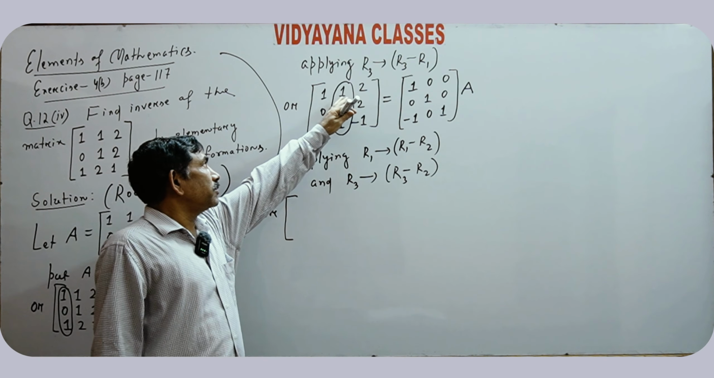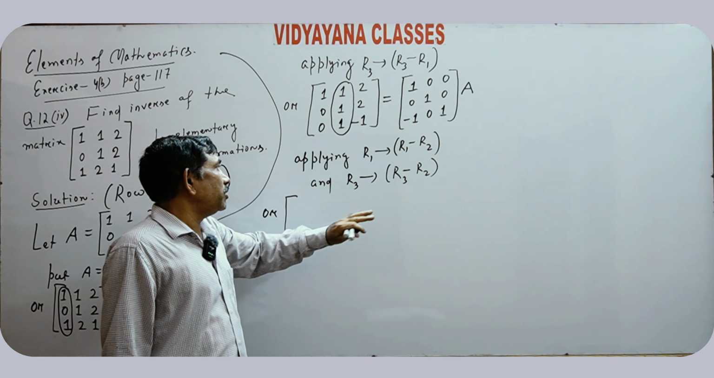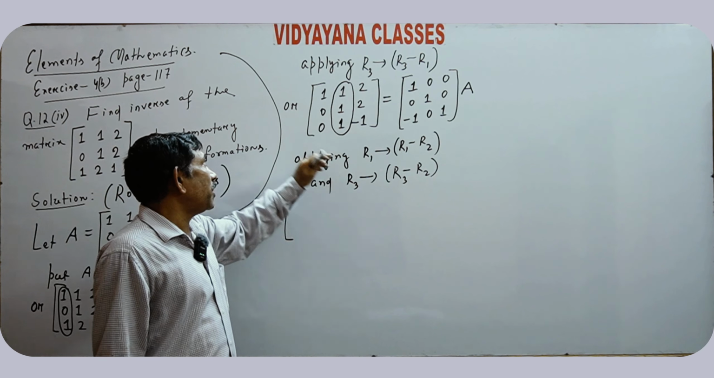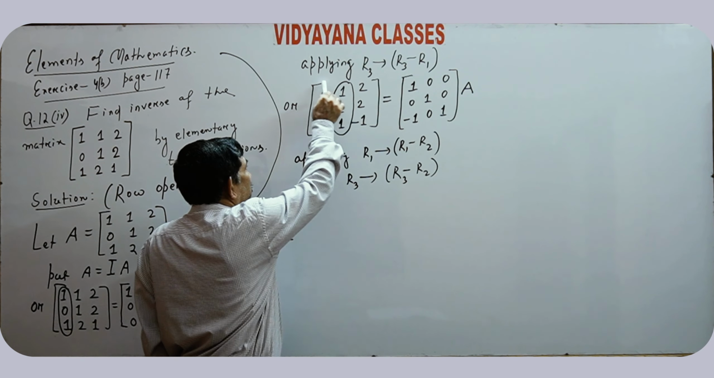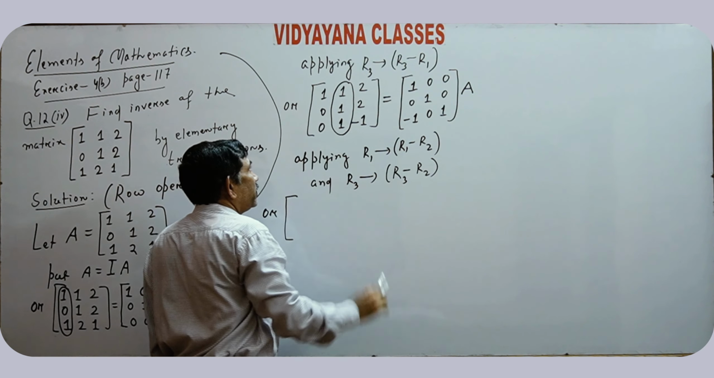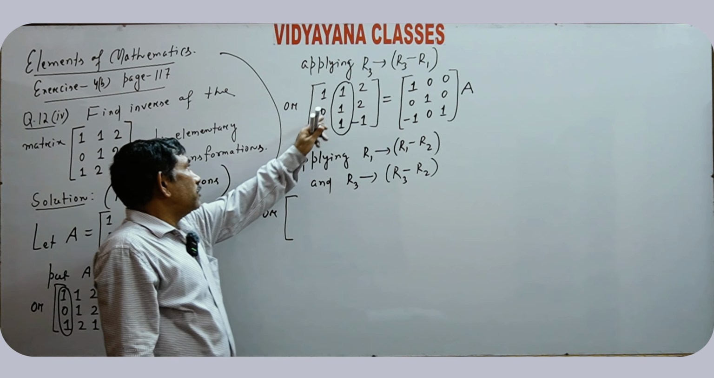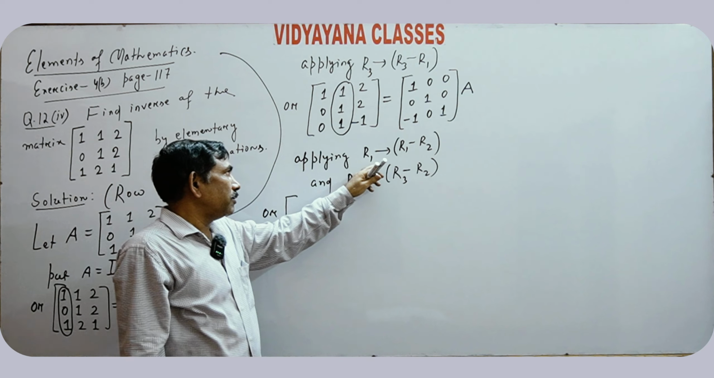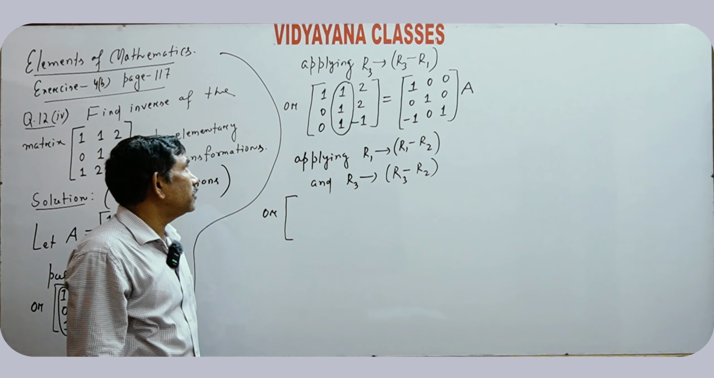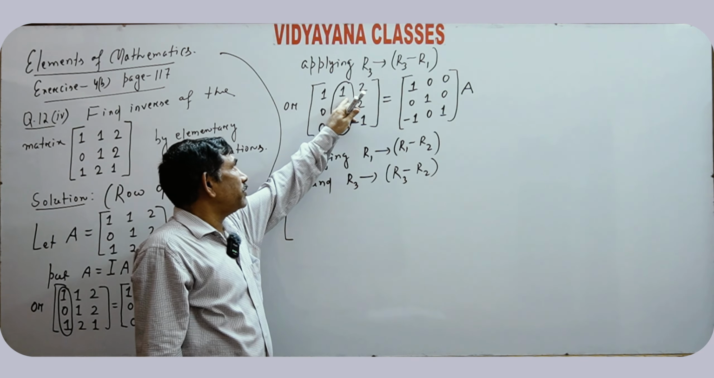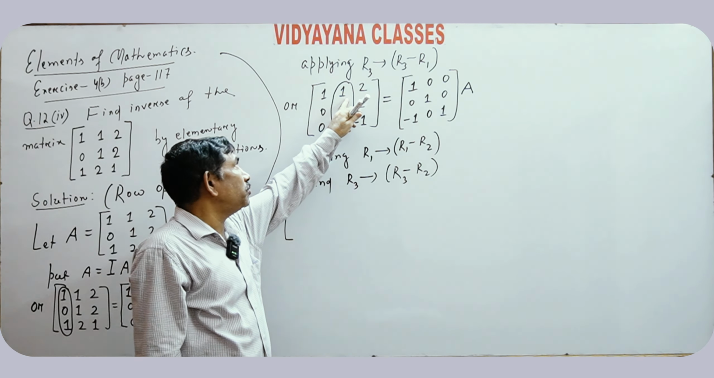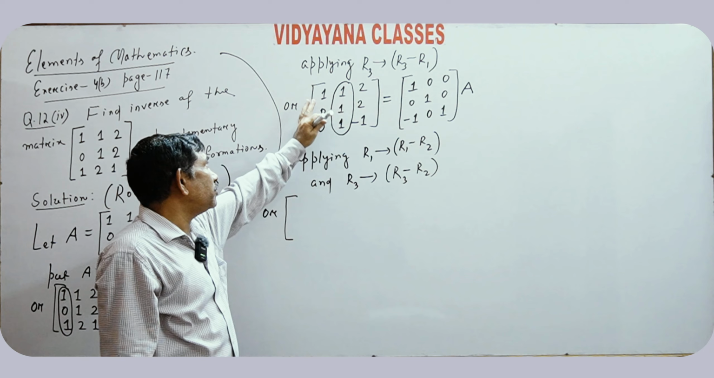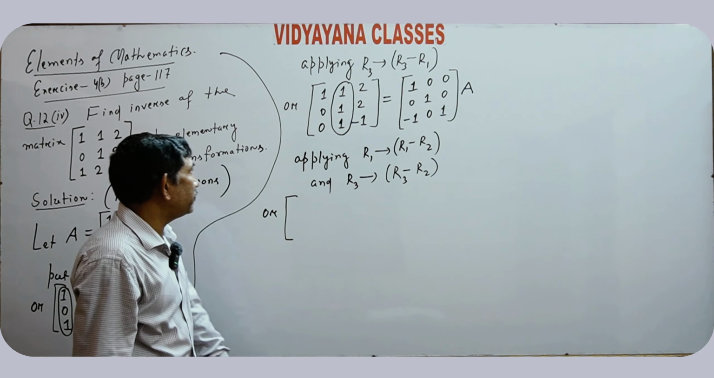We will change the elements of column 2 using this operation, so that there is no change of column 1. In column 1, there is no change of 1, 0 and 0. Apply these operations. We will change the elements of column 2 as 0 1 0, so that there is no change of column 1.